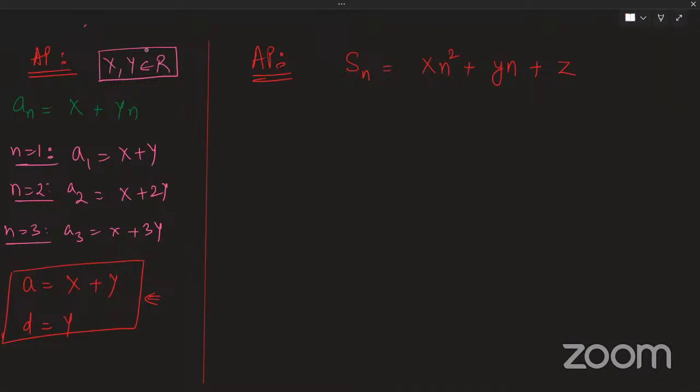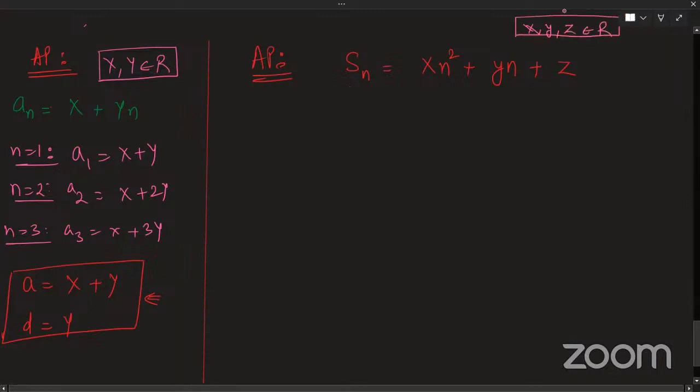that whenever you have an AP, its sum of n terms is always written as a quadratic equation. So is this quadratic equation correct? Yes, sir. So everyone feels that, okay, x, y, and z belong to real numbers, right? Everyone feels that xn square plus yn plus z is correct. Yes, sir.